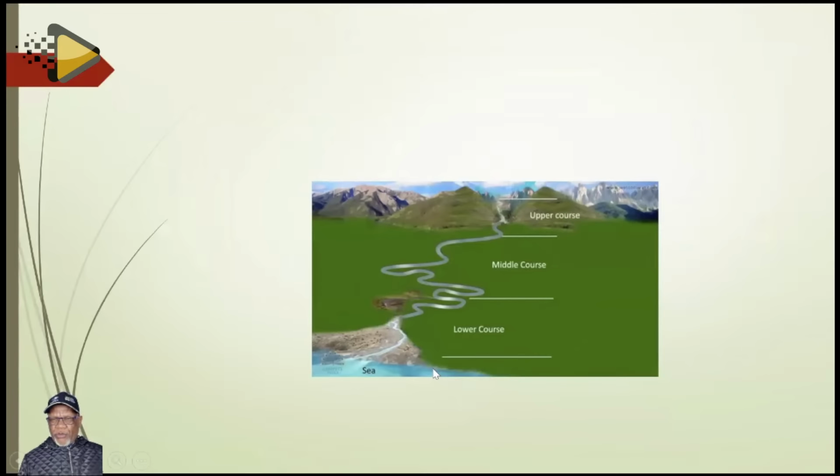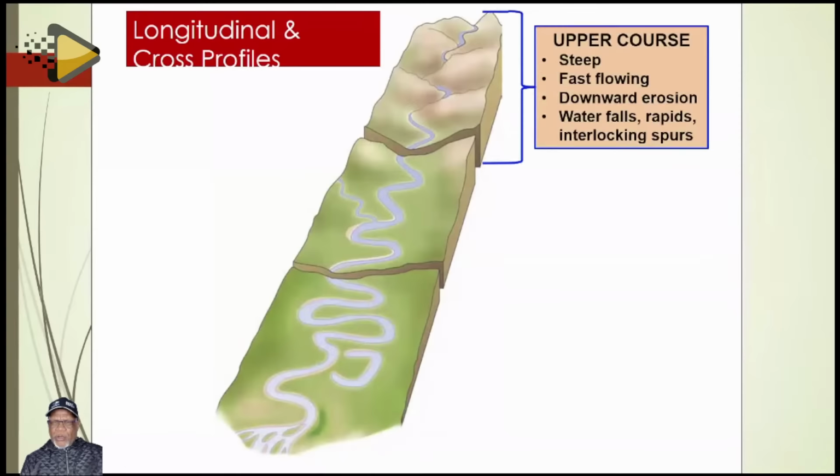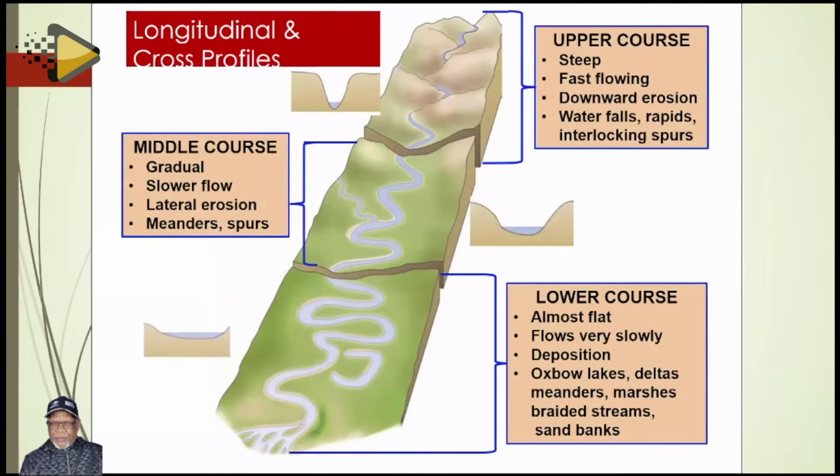Okay, now we are looking at the longitudinal profile of the river. What is a longitudinal profile of the river? It is the view of the river from where it starts, which is the source, to where it ends, which is the mouth. Now, when you're looking at the long profile of the river, this will be the upper course, this is the middle course, and this is the lower course.